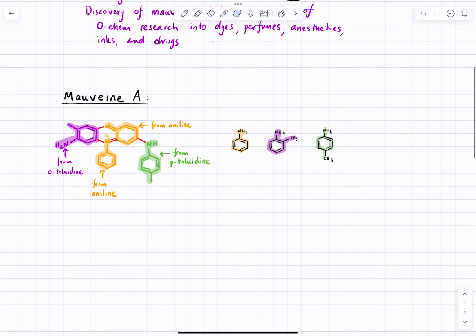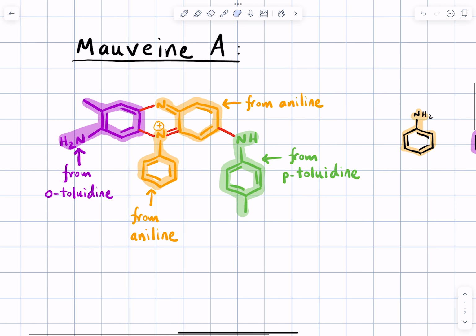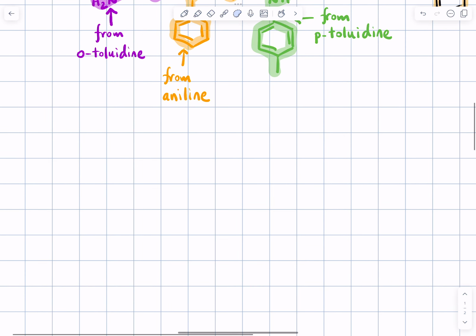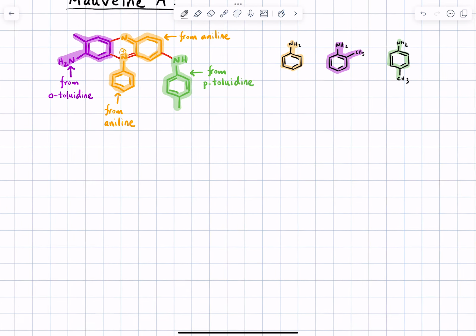The molecule that he made was this one, which is complicated and which we won't learn how to make. But a lot of the molecules that later on were discovered as part of the chemical dye industry are called azo compounds, and we are going to talk about those today.